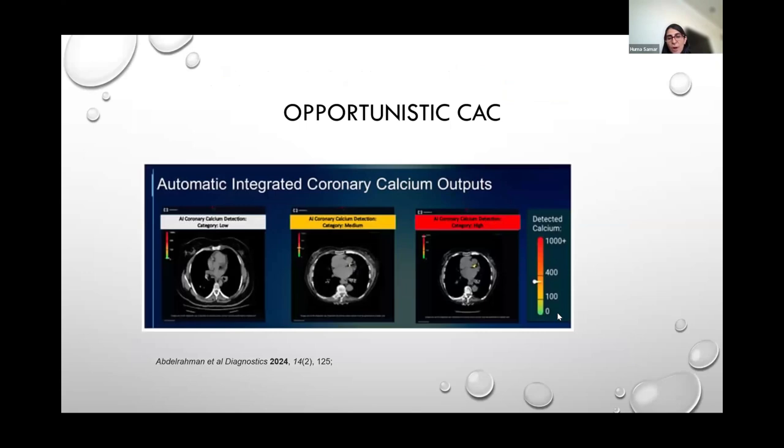This is the output of one of the commercially available algorithms. And what you will see is most of them will give a range. So they will have a range of 0 to 100, 100 to 400, and then greater than 400. And these cutoffs are based on guidelines that recommend these cutoffs for statin initiation therapy and for acceleration of statin therapy. So that's usually what the outputs of these algorithms will have.